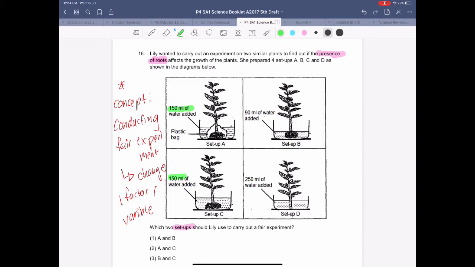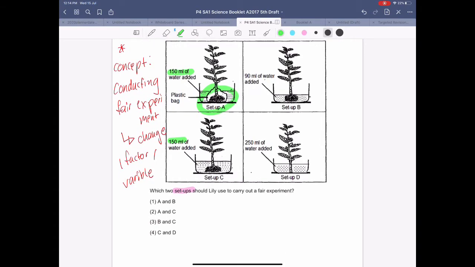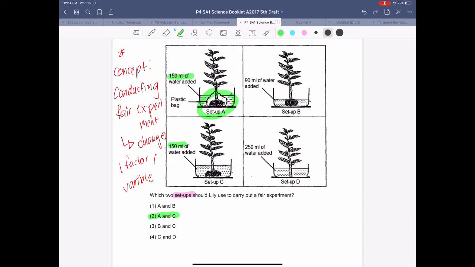So the only difference that I see between these two is that one has separated the roots, which is what we want. You cannot use any other pair. In fact, this question is very straightforward. There's only one set that uses the same amount of water, everything else is all wrong. So therefore, the answer is A and C. This is very straightforward. Sometimes not so straightforward. Sometimes they can give you a third option, where they cancel this and they give you 150.